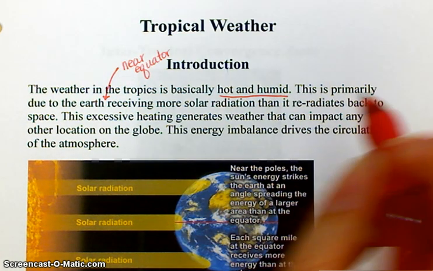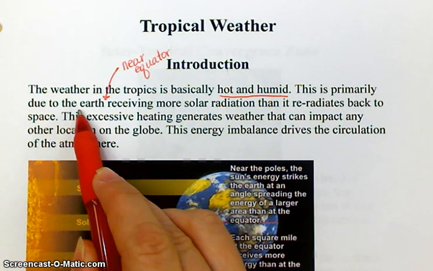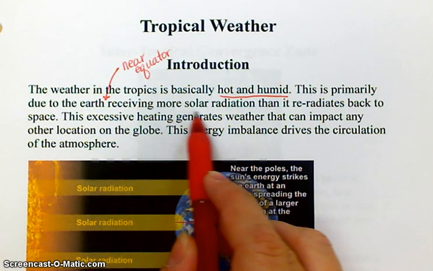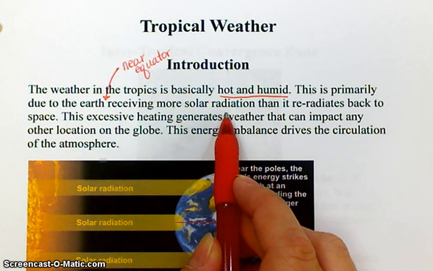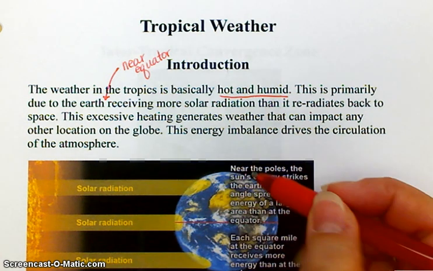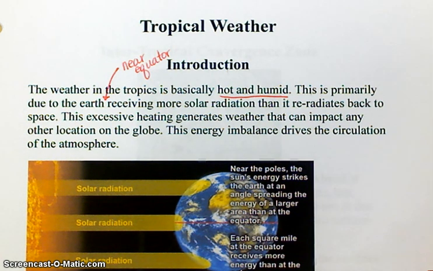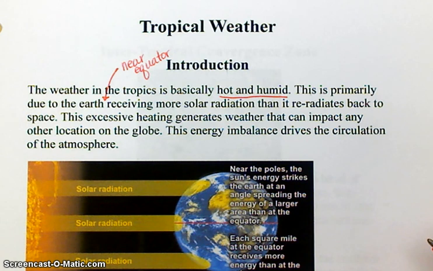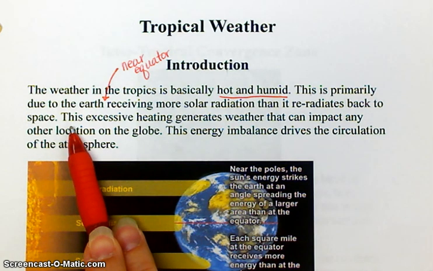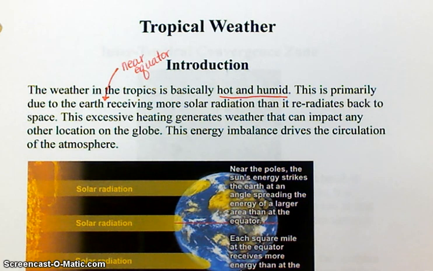So this is primarily due to the areas of Earth near the equator receiving more solar radiation than they radiate back into space. Because, for instance, near the poles, we lose more energy than we get from the sun. But close to the equator, we get more energy than we lose, so there's an excess. All right, this excessive heating generates weather that can impact any other location on the globe. This energy imbalance drives the circulation of the atmosphere.